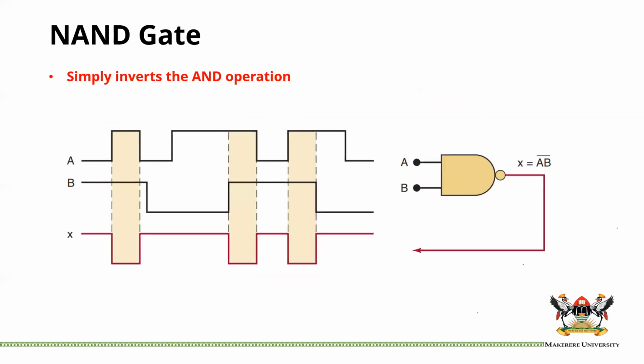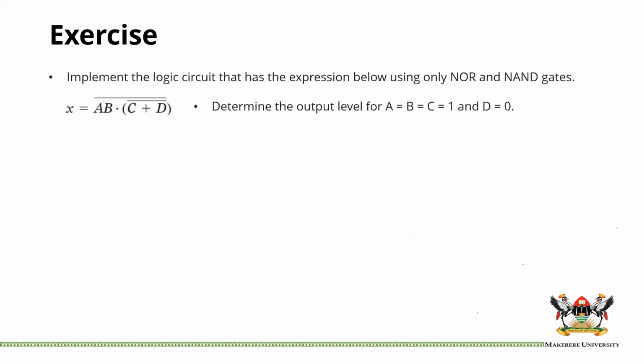If you are doing a NAND gate, you draw that gate. So let us look at this scenario. We have a circuit. They want us to implement a logic circuit that implements this equation, and they have said we only use NOR and NAND gates. So basically, we need to identify where the NOR and NAND gates are here.